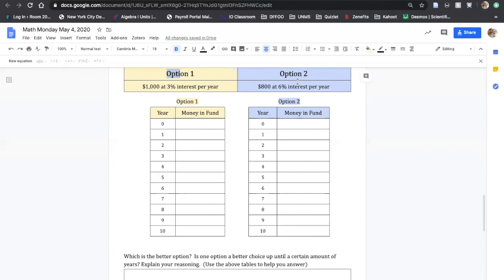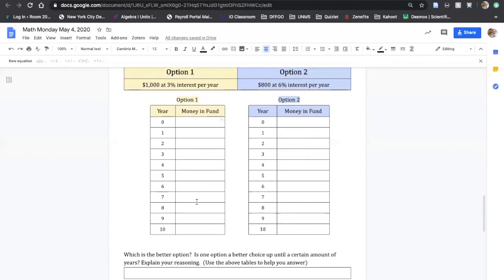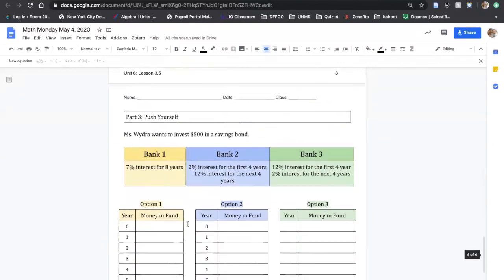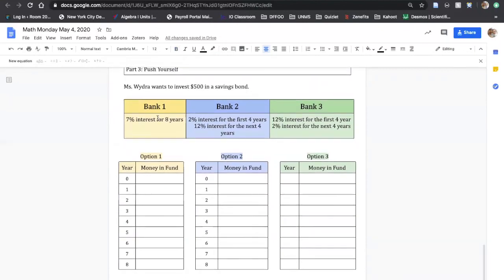Keep in mind, you may want to figure out what's the initial value, what's the growth factor in order to fill these out, right? Start with your initial value, multiply by your growth factor to move down the table. After you're done, answer your question here, and then the extension is a similar situation, except you're looking at 3 different banking options, all right?